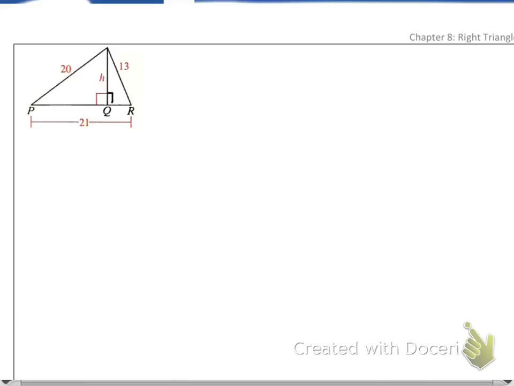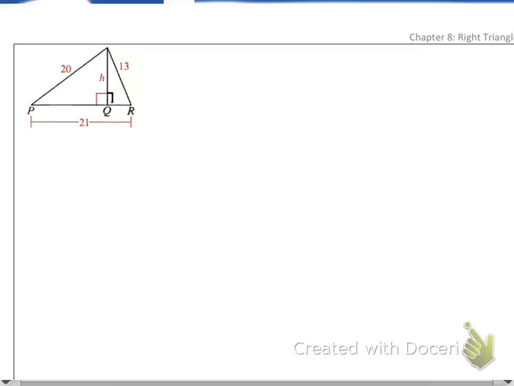But wait a minute. I have 2 right triangles, right? I have this right triangle. I have this right triangle. The Pythagorean theorem says that I need this segment. And how long is PQ? Okay, how long is QR? We don't know, right? So that's where we run into a little bit of a roadblock.